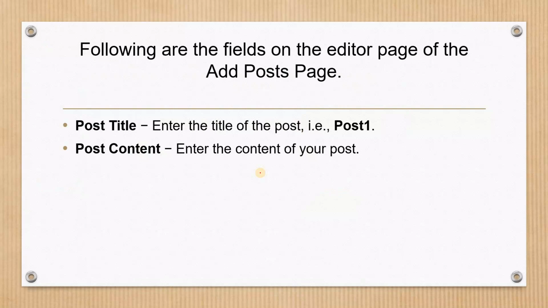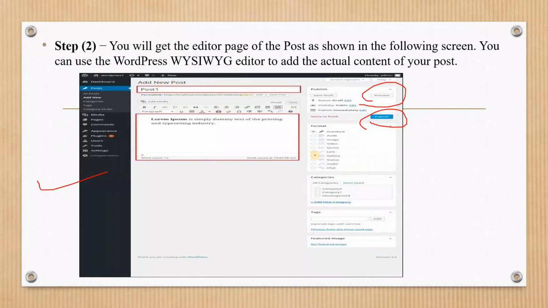Next, following are the fields on the editor page of the add post. First is the post title, that is the title of the post. Then the content of the post is denoted by post content. These two are the main headings which are found in your add new post page.